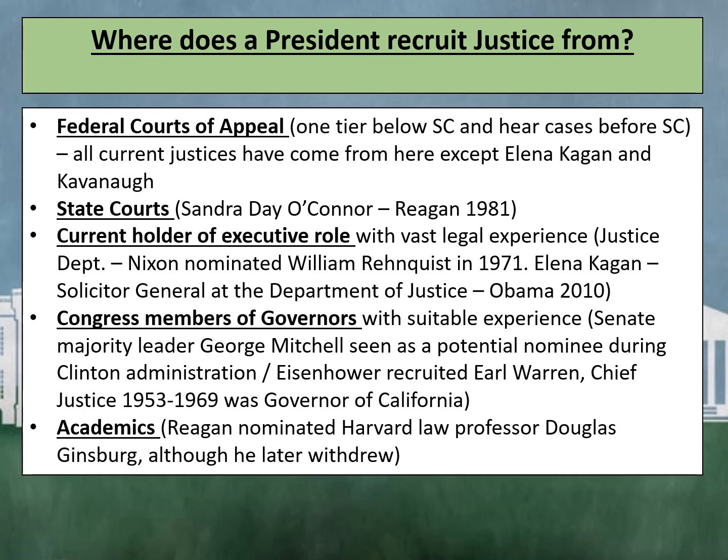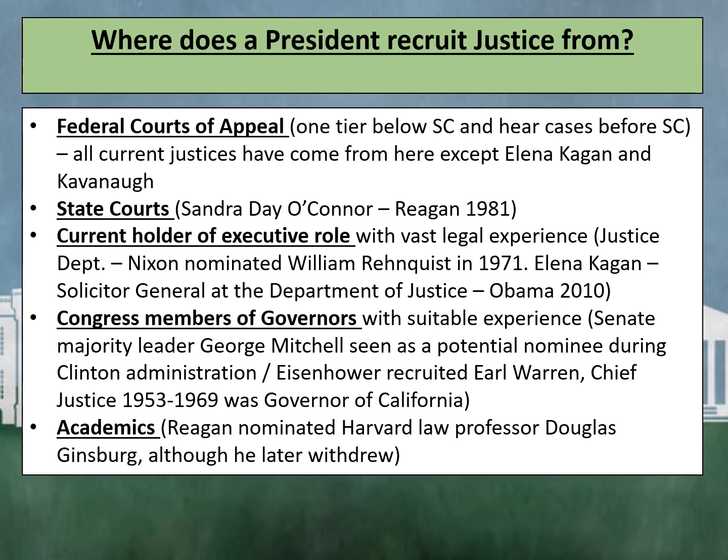They can be a current holder of an executive role with vast legal experience. For example, President Nixon nominated William Rehnquist in 1971, who came from the Justice Department. Elena Kagan was Solicitor General at the Department of Justice, and she was nominated by Obama in 2010. Congress members or governors can also be nominated if they have suitable experience.